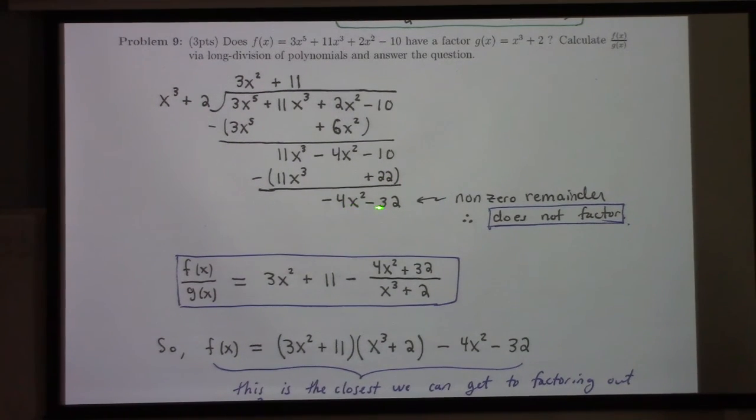And you're done. Because this has degree 2, your divisor has degree 3. Once your remainder has smaller degree than your divisor, you're done. That's when long division stops. And since the remainder is non-zero, that means it does not factor.